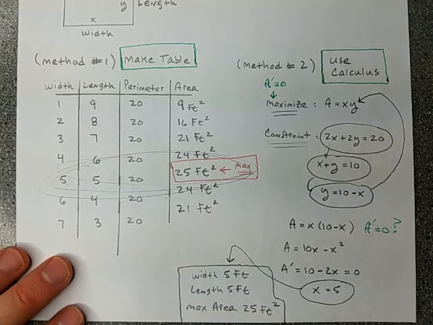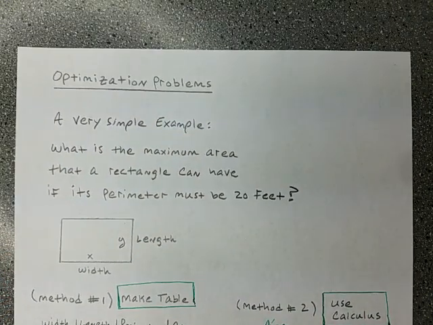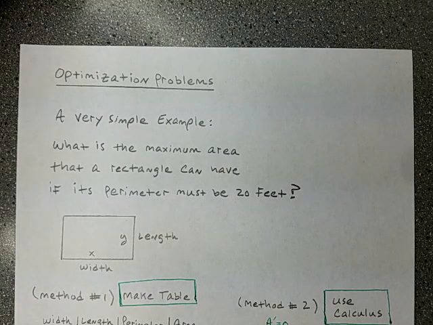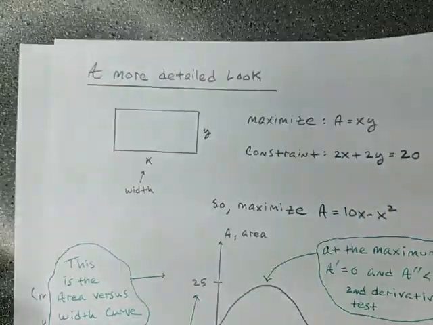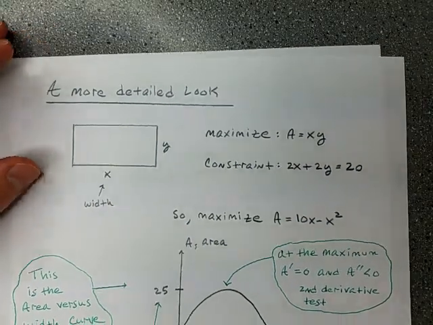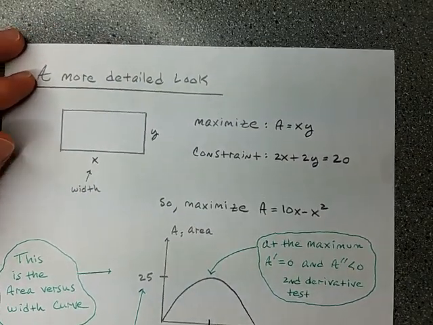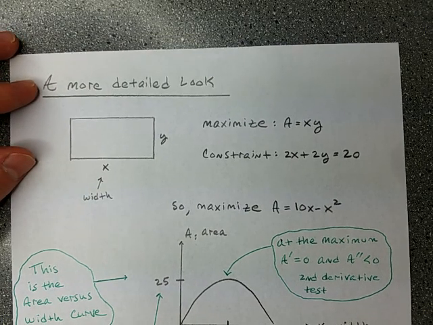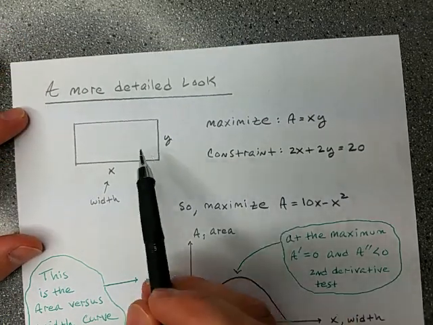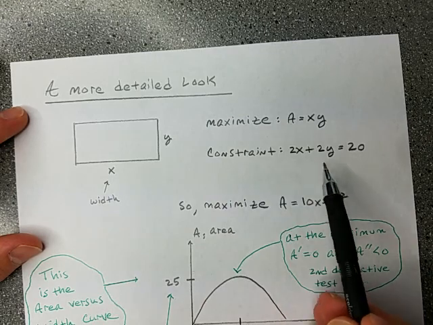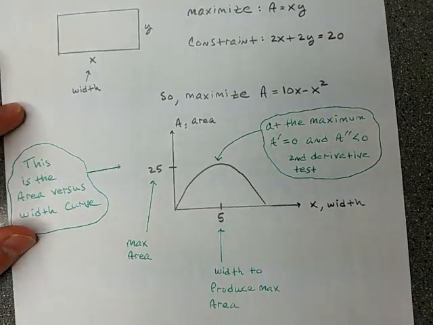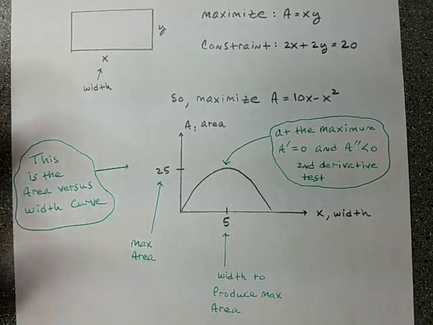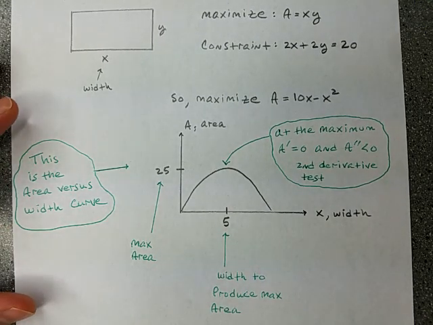Now, for this problem, I need to take a more detailed look at it. I want you to think a little bit deeper into it. Here's my more detailed look. The problem that we were just doing was to maximize the area of a rectangle whose perimeter must be 20 feet. And I wanted to show you what's happening behind the scenes a little bit and give some more explanation.